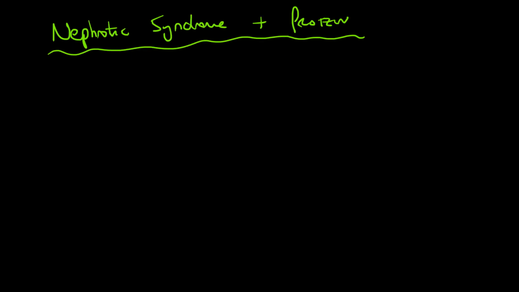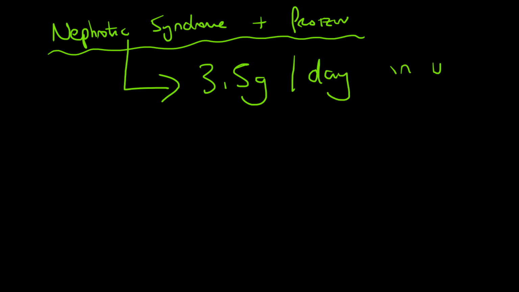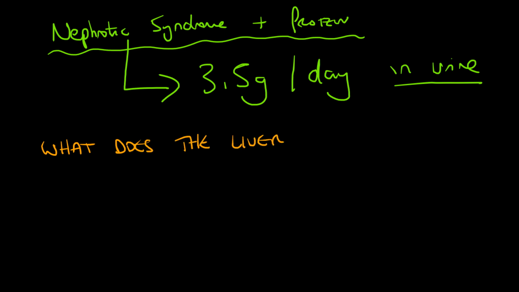So try to remember what I said about nephrotic syndrome. We talked about protein loss. Can you remember what that is now? A couple of slides later, what is the total amount of protein loss per day? It's 3.5 grams per day of protein loss in the urine. And if we correspond this to what does the liver produce? What does the liver produce per day?